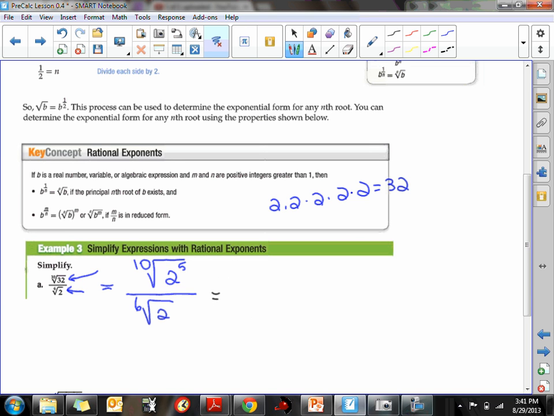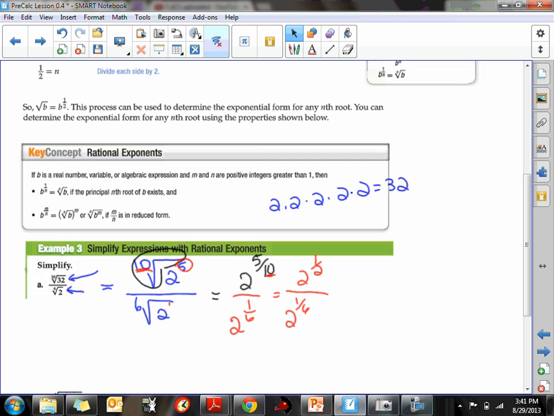So I'm going to convert this, rather than the 10th root of 2 to the 5th, I'm going to write it as 2 to the 5th over 10. Now remember, the bottom number always told us what the index was, and the 5 told us what the power of the radicand was, which really means we have 2 to the 1/2 power. On the bottom, I'm going to think of this as 2 to the 1/6. So this is 2 to the 1/2 over 2 to the 1/6.